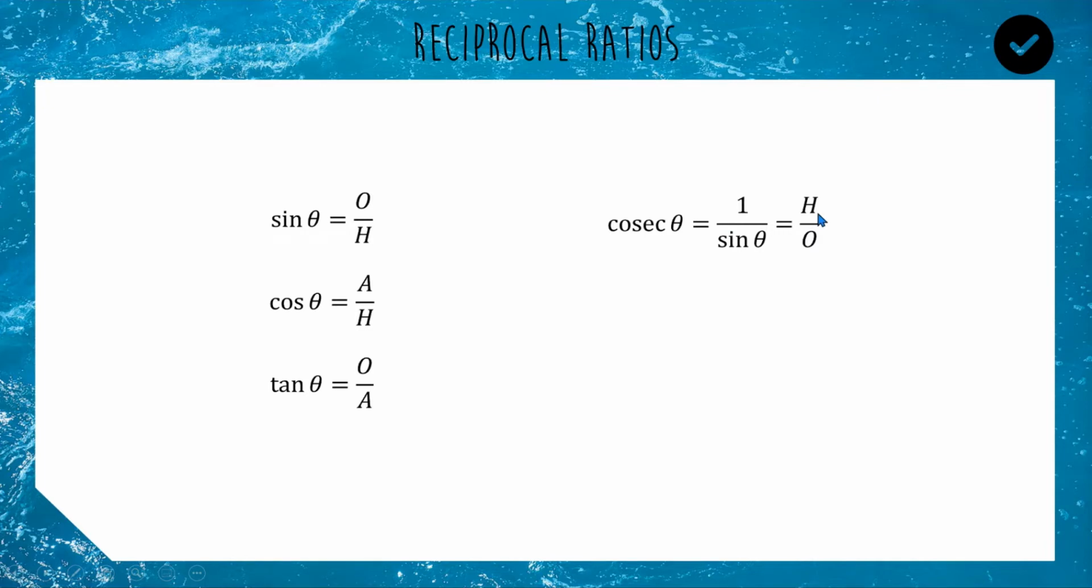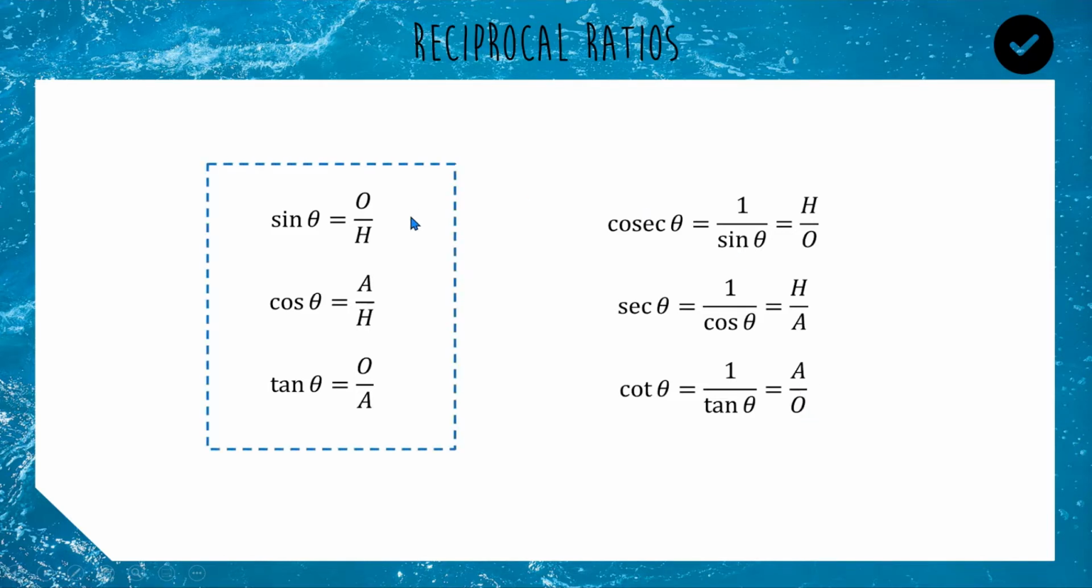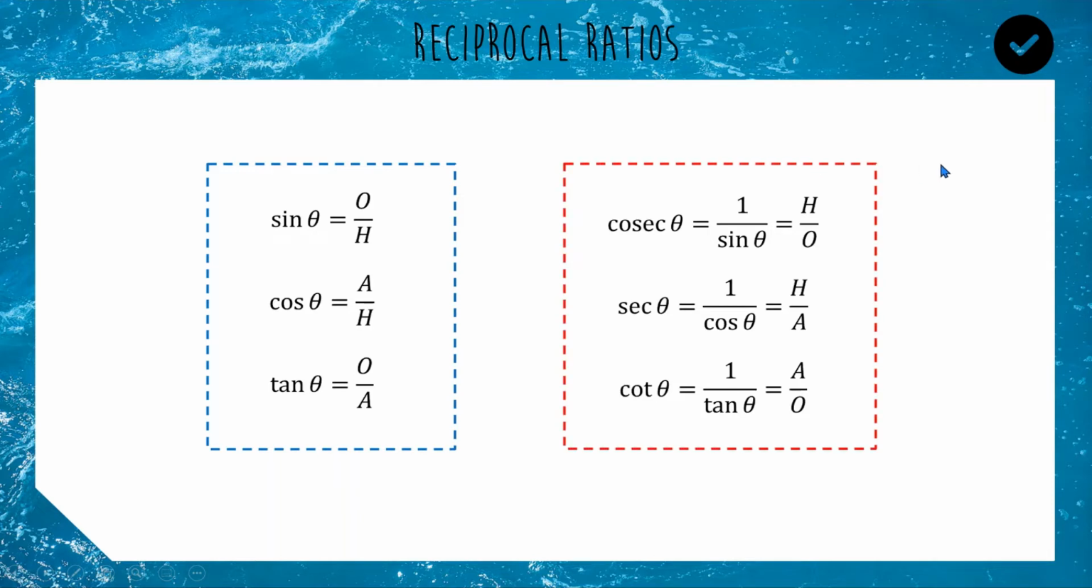So most of the time when we're talking about cosec, we'll just be thinking of it as sine flipped upside down. If we take cos and we flip it upside down, so we have h over a, we call this sec theta. Okay, so sec theta is the reciprocal of cos theta. And our third one is cot theta, which is the reciprocal of tan theta, so it's adjacent over opposite. So these are our basic ratios, and these are going to be called our reciprocal ratios.